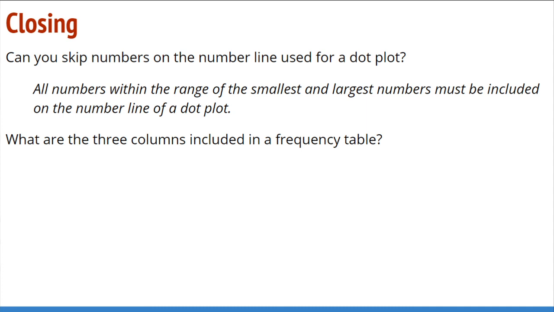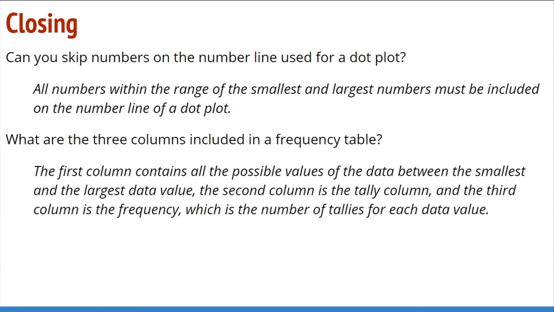What are the 3 columns that we include in a frequency table? Stop and think about your frequency table. What were the 3 columns? The first column, we had all of our possible values between the smallest and largest data value. The second column was our tally column, and the third column was our frequency, which was the total number of tallies for each of the data values.